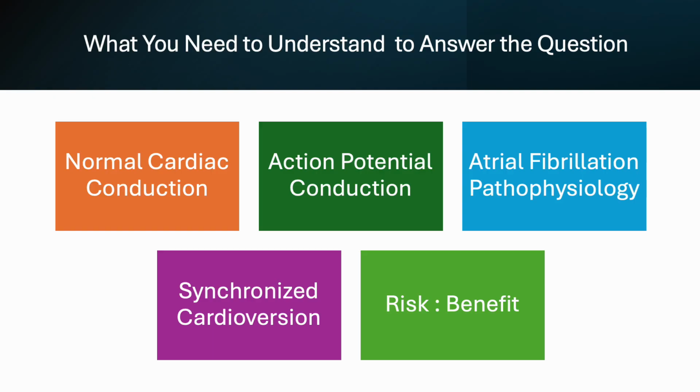Some important concepts you'll need to know in order to make this decision include what is normal cardiac conduction? On a cellular level, how does the action potential conduct? You'll need to know the pathophysiology of atrial fibrillation. I mean, what is it and what's it doing and why is it a bad thing? You need to know what synchronized cardioversion is. And then we're going to need to talk about risk benefit decision making. You have to know the risks and know the benefits and balance them and make sure that you're making the right decision for your patients.